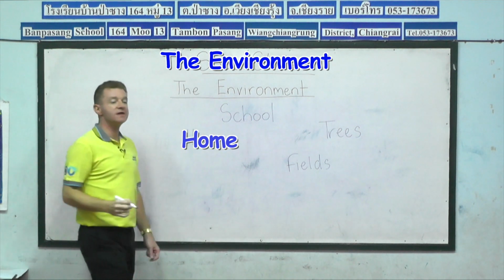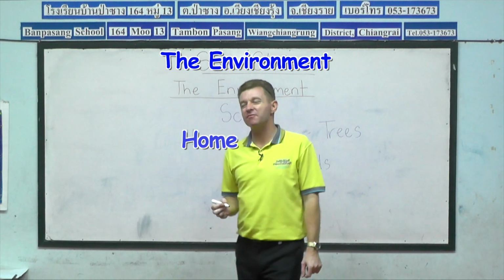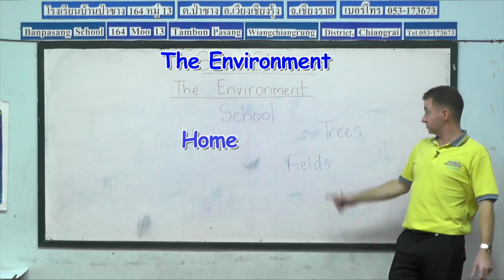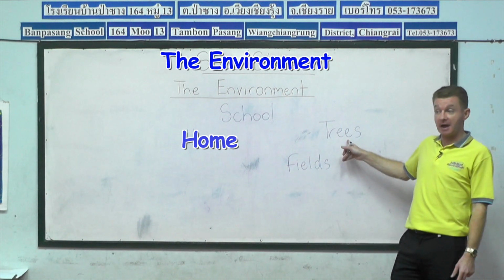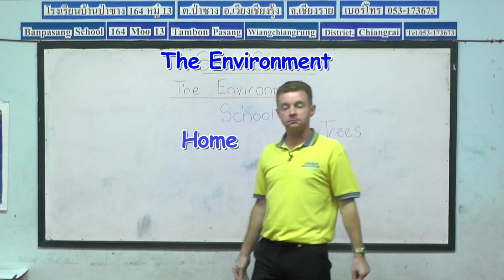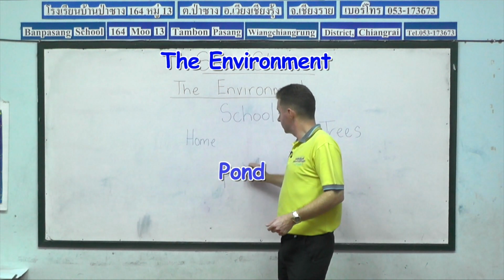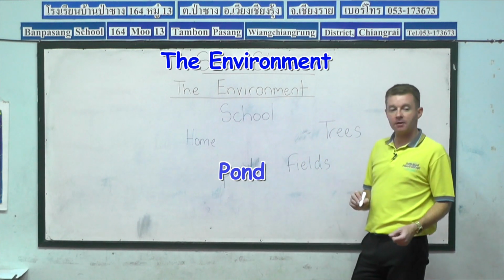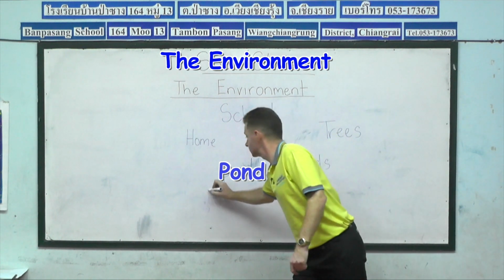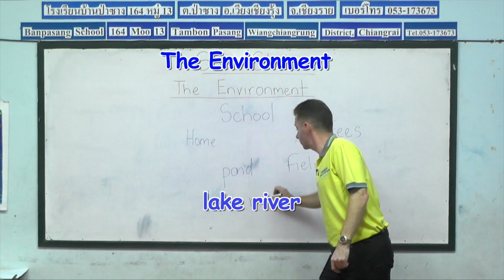Now think about some other natural types. Flowers, okay. Flowers, not really environment. Flowers are a product of the fields. Think about larger things. Trees, okay. Trees can be the environment. Fields can. How about water? Where can we see water? Pond. Excellent. Pond is an example of our environment. And how about a lake or river? These are all types of our environment that involve water.